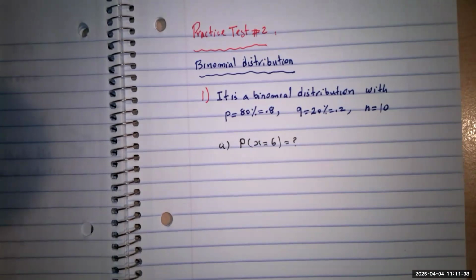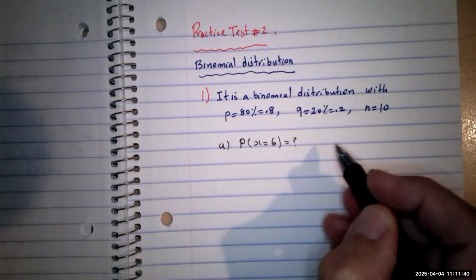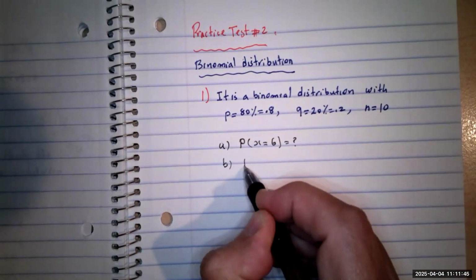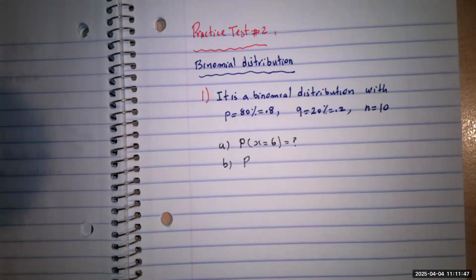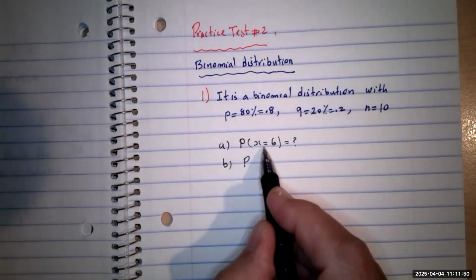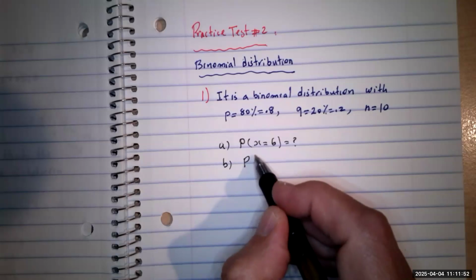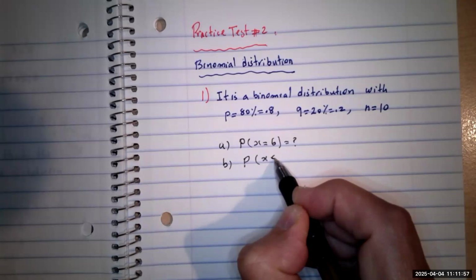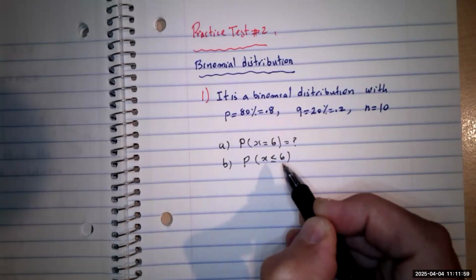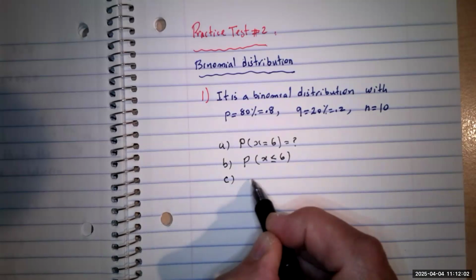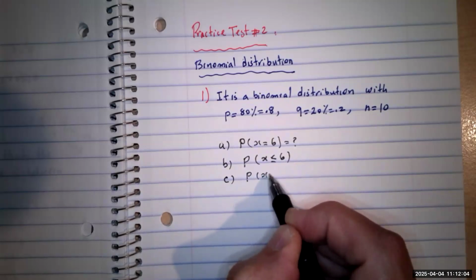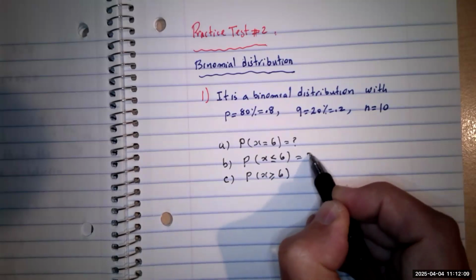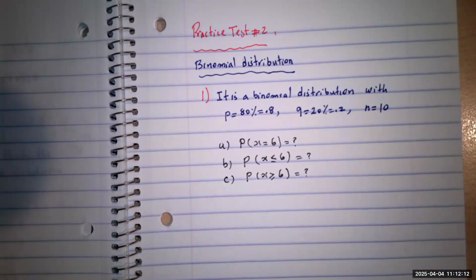In symbolic form, the second part would be the probability of at most. At most is just the maximum value for the 6. So at most means you are interested in probability of X less than or equal to 6. And the part C, at least. At least means the beginning. So this is what you have to find for us.